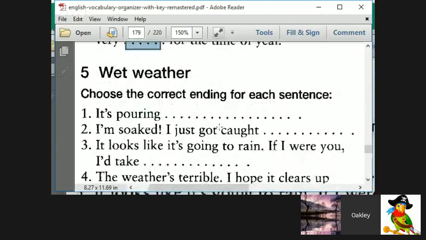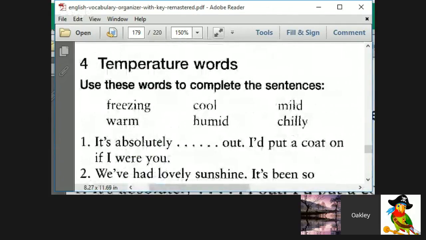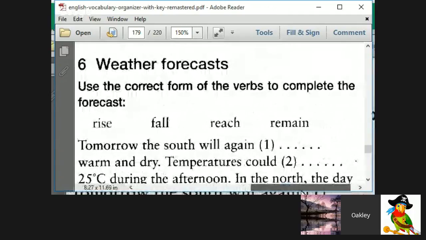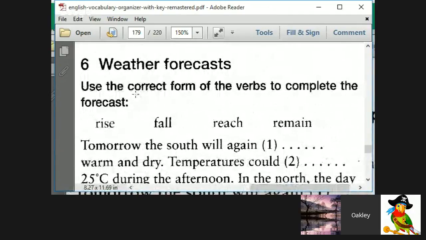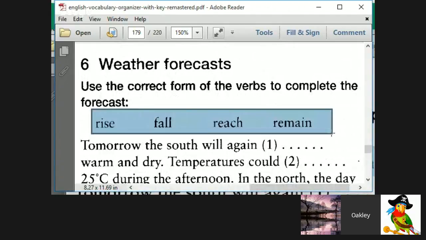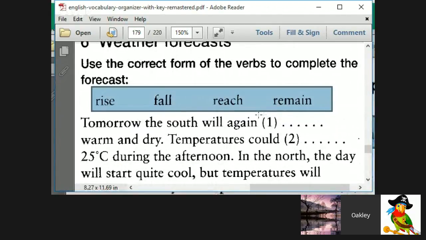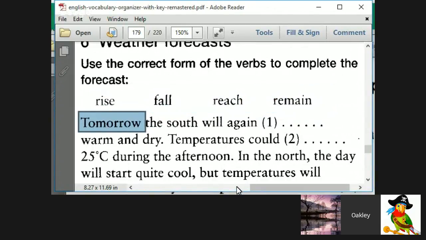Okay. Weather forecasts. Get 5 minutes or so. Let's try using these verbs to complete today's weather forecast. All right, Sam. Tomorrow the south will again remain warm and dry. That's it.